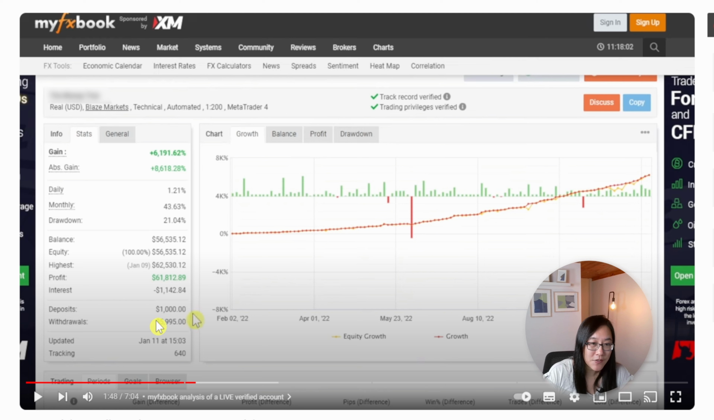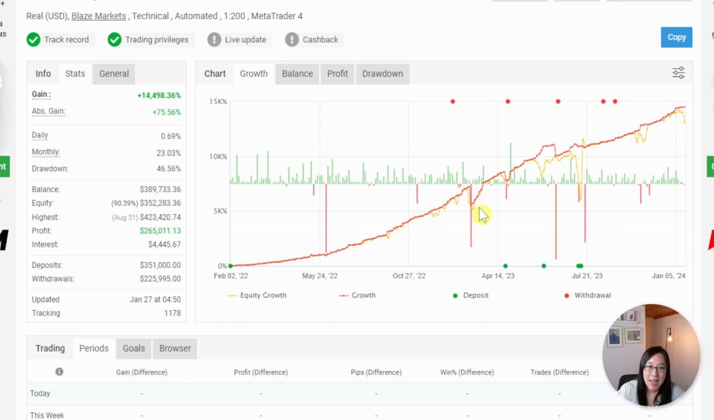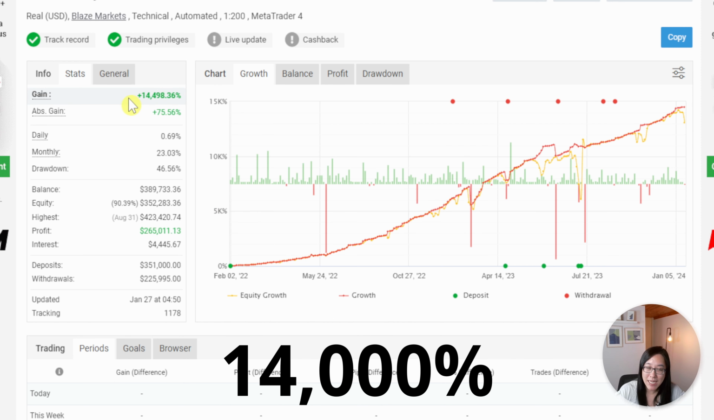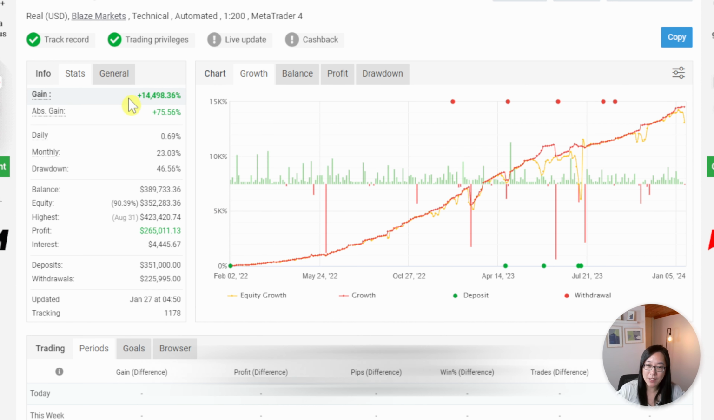Now notice on the left here that the deposit is $1,000. So at the time 1 year ago, this account was up $6,000 according to the Myfxbook results, and the number of deposits was only $1,000. Fast forward to today, and the gain is currently at 14% according to Myfxbook, and the deposits are $351,000. So the vendor has had to deposit $350,000 to keep this account alive.